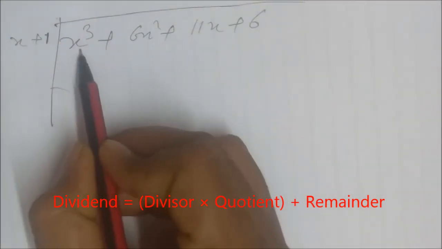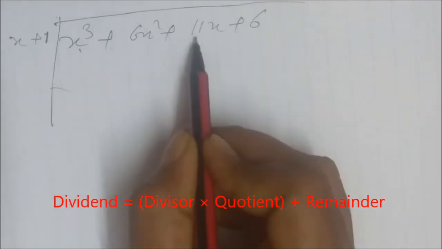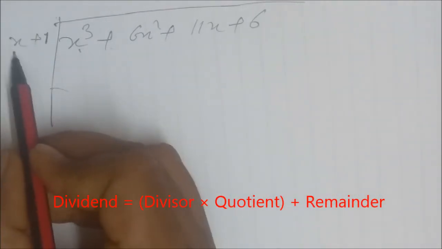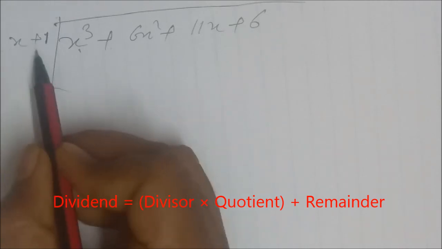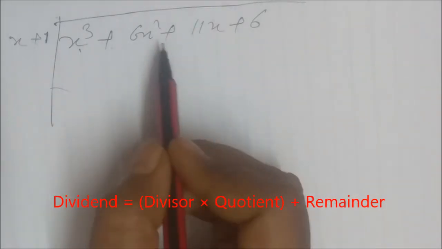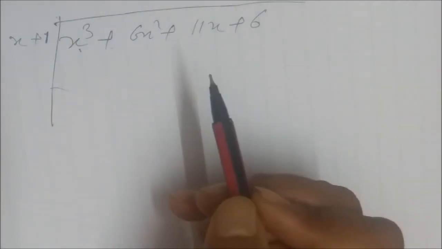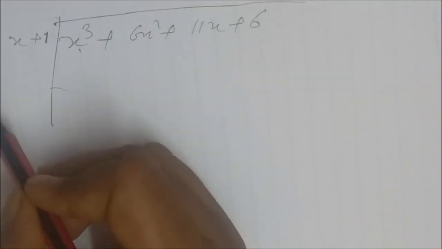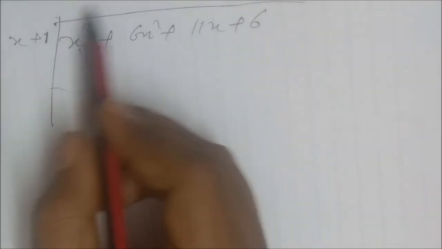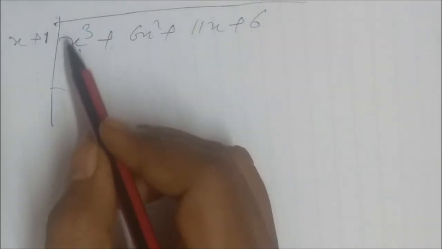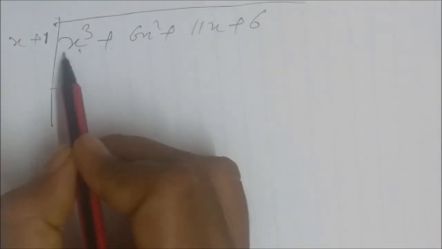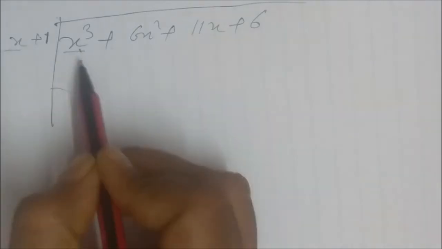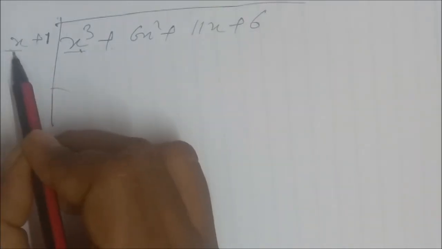Our question is x cube plus 6x squared plus 11x plus 6, and we want to divide it with a linear polynomial x plus 1. So we want to divide a cubic polynomial with a linear polynomial. So how can we do that? First we want to find the first term of the quotient. So just compare the first term of these two polynomials. Here this is x cube and this is x.